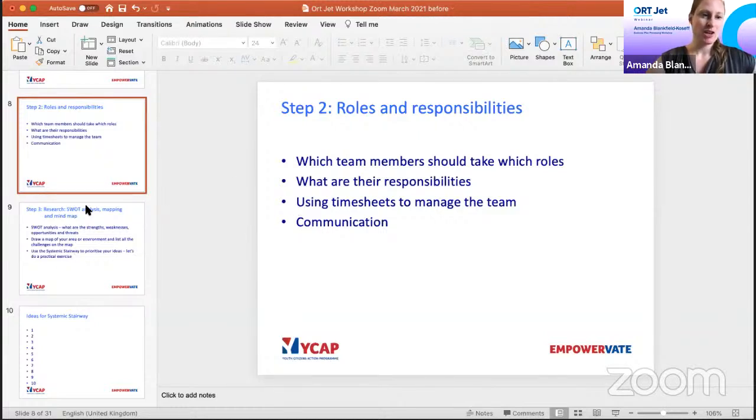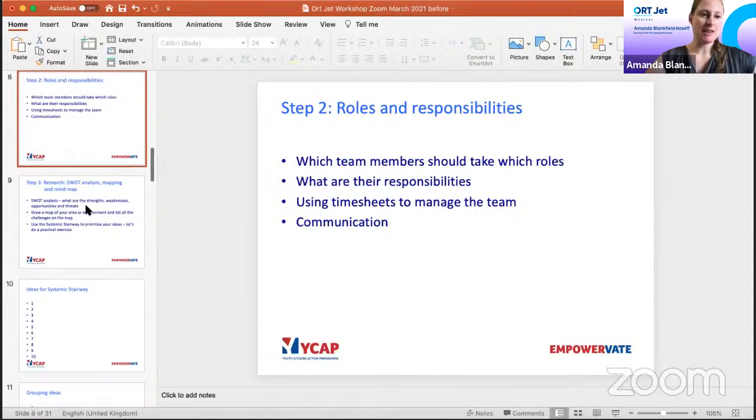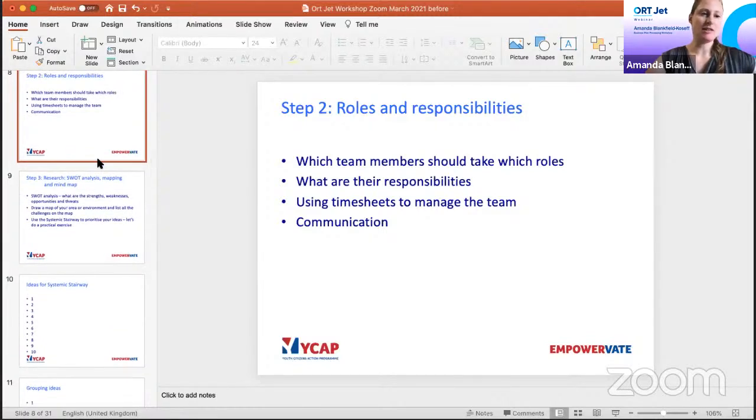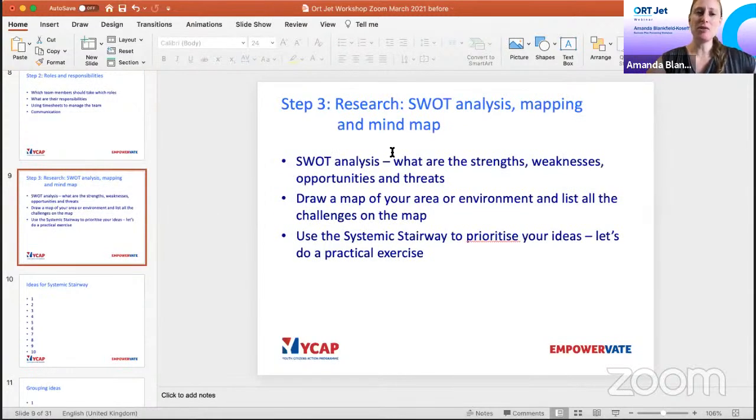Good, okay. So now you've got the roles and responsibilities, and there's a little table that you can use for that. It just says role, responsibility, and name. So it's quite simple. And then for step 3, that's the research. So this is how did you come up with the business that you were getting into, or the one that you want to get into.